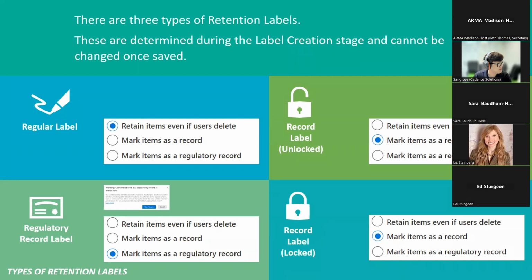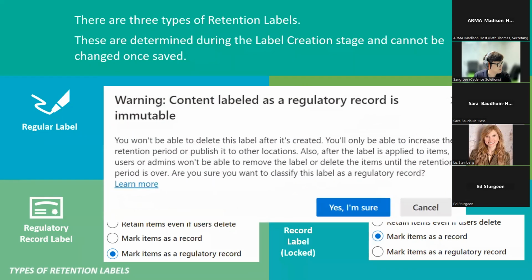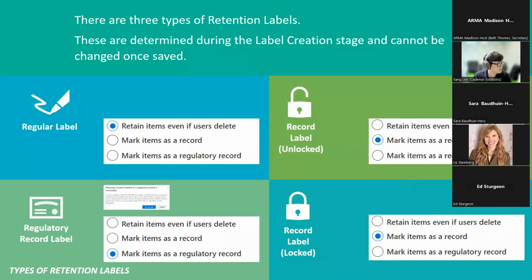Now, the regulatory record label, on the bottom left there, is the most restrictive record label that we can apply. And this would actually prompt you with a warning like this message right here. You won't be able to delete this label after it's created, so it will be within your tenant forever. Also, for any items that have this label applied, no admins, including the global admin, will be able to remove the label or delete the item until the retention period is over. So it truly is a regulatory record. If you do want to use this feature, it is with careful caution that I would recommend using it.